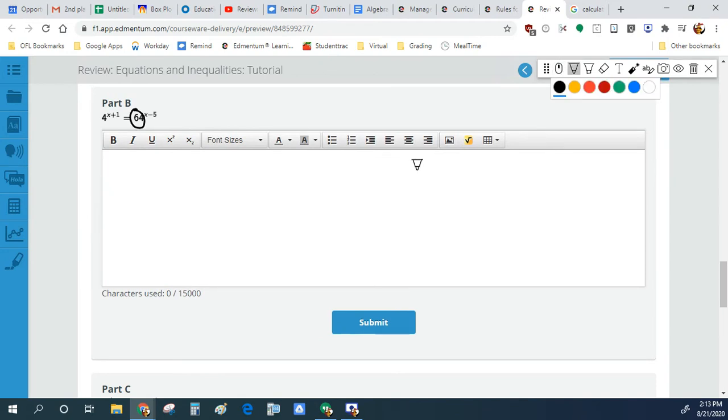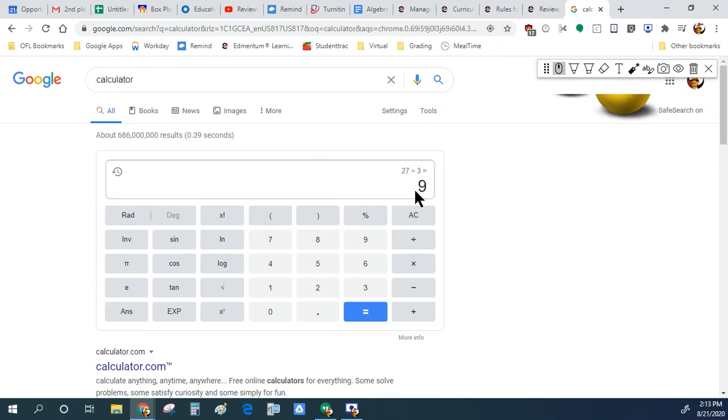This one looks weird. There's a 64 here. So what we want to do is change the 64 to become a 4 to some power. I'm going to divide this by 4 using the Google calculator to make this easier for you. So 64 divided by 4, I get 16. I'm going to write that down. I got 64, and after I divide it by 4, I get this 16.